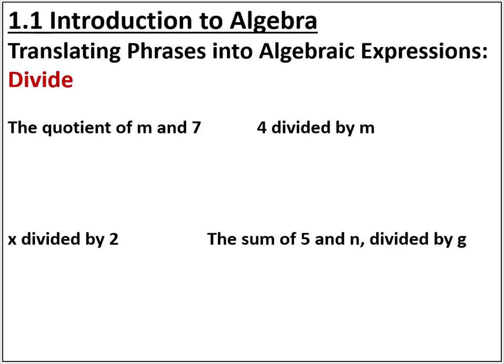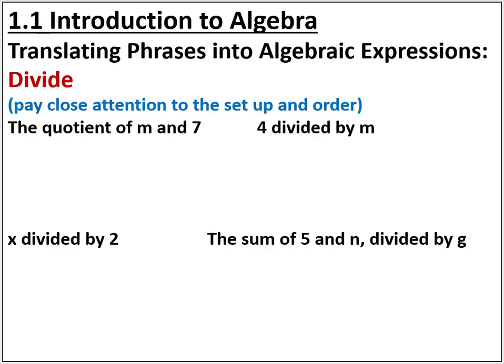Now we're on the next section, which is divide. So that means we're going to be using the division sign. So just as I mentioned for addition and subtraction, the order is very important for division. So let's pay close attention to how we set it up and the order that we write our answer in. So here it says the quotient of m and 7. Now, I know that in multiplication, we didn't really pay close attention to the order.